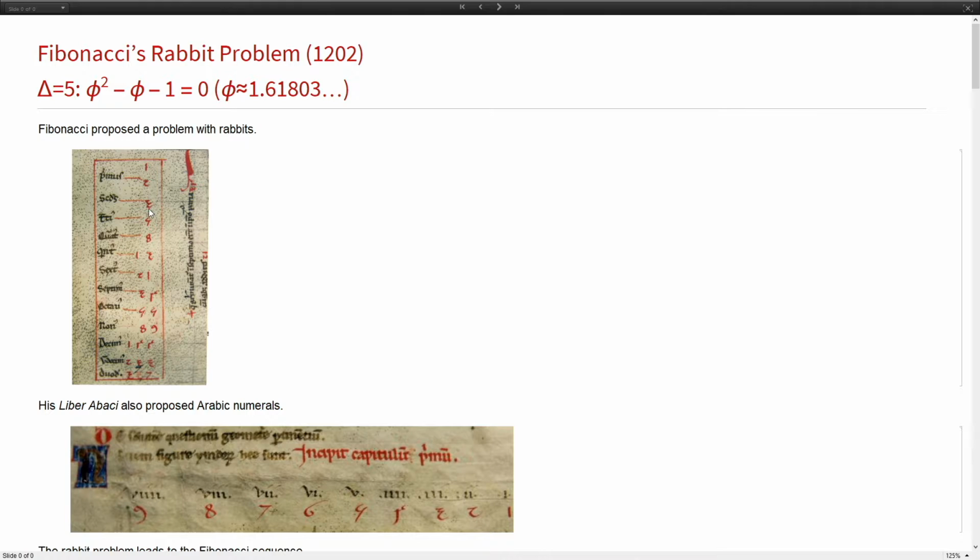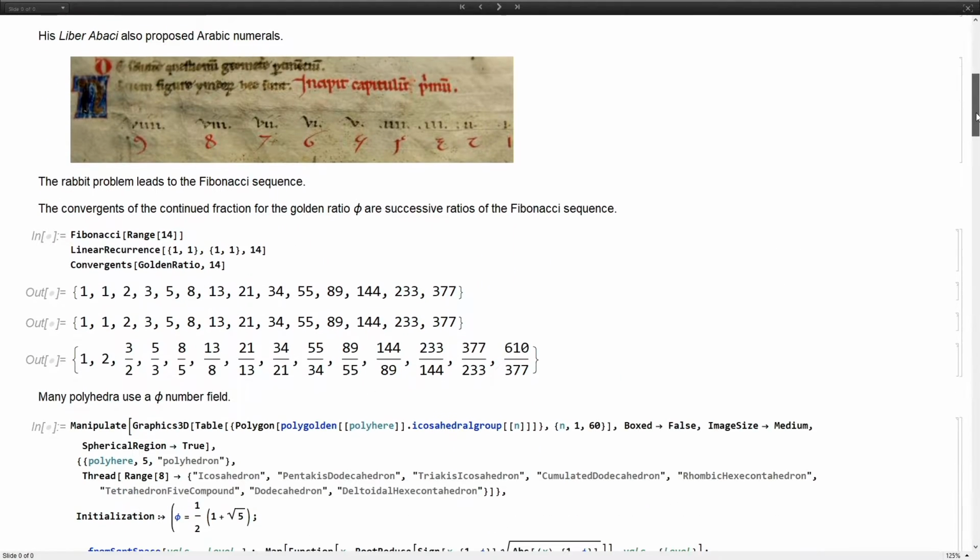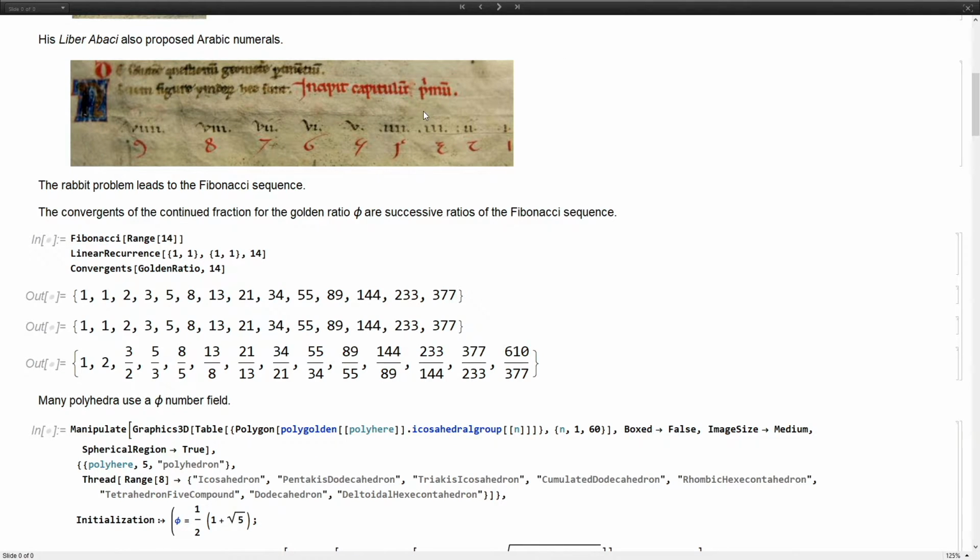Well, actually, I'm getting ahead of myself here. In order to understand the Fibonacci rabbits, you have to understand Arabic numerals first, which he introduced a few pages before he introduced the Fibonacci rabbits. So this is really an important book. This is what introduced Arabic numerals to Europe. And David Singmaster sent me these photographs from the original book.